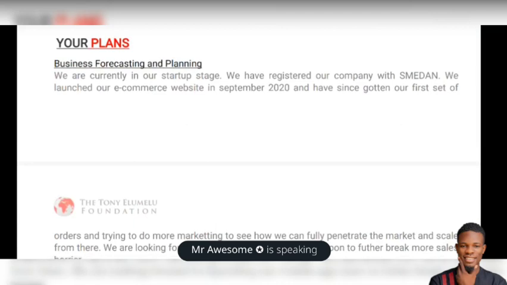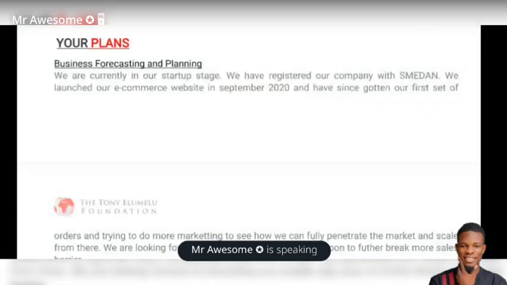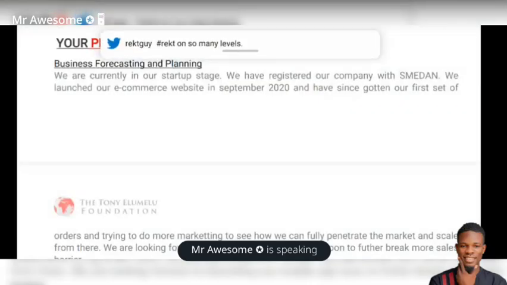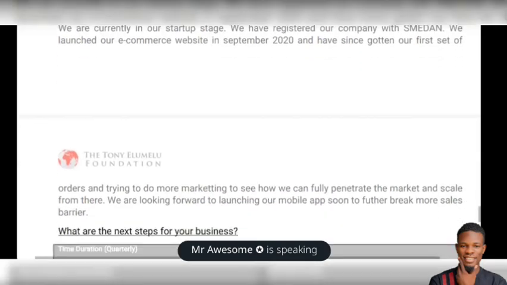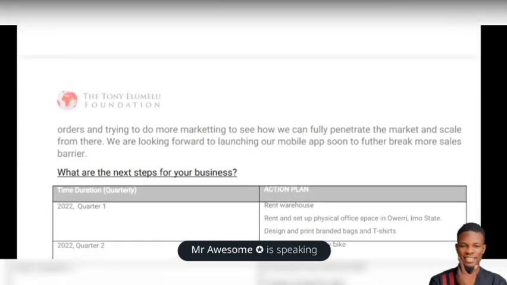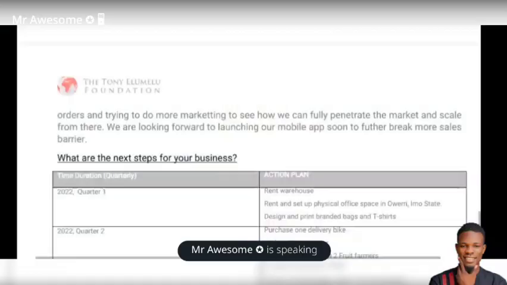So your plans, business forecasting plan. We said we are currently in our startup stage. Please pay attention. We have registered our company with Smedan. We launched our e-commerce website in September 2020 and have since gotten our first set of orders and are trying to do more marketing to see how we can fully penetrate the market and scale from there. We are looking forward to launching our mobile app soon to further break more sales barriers.